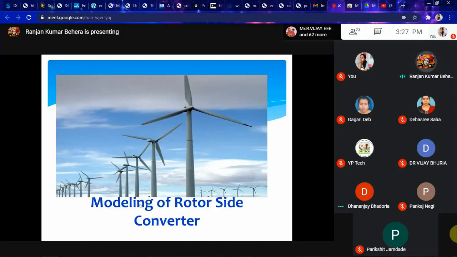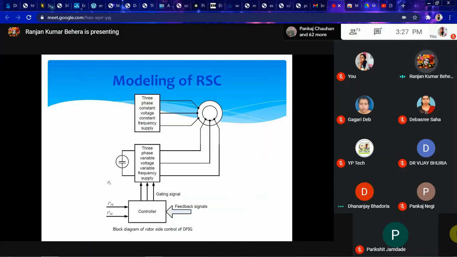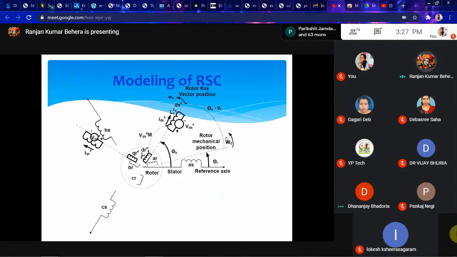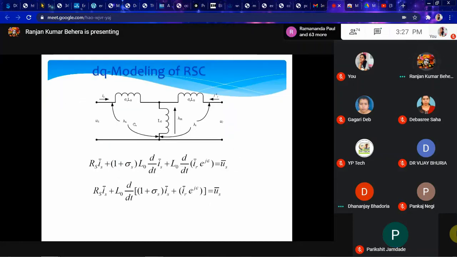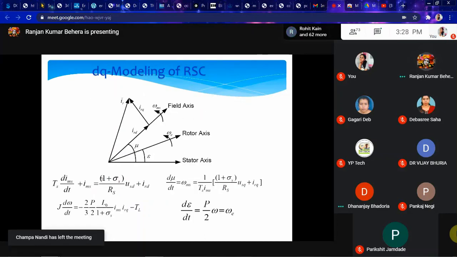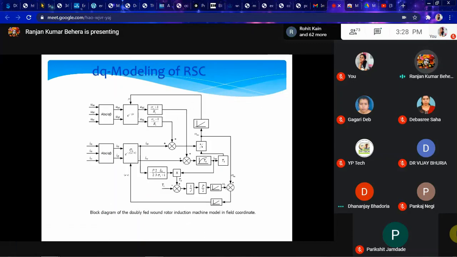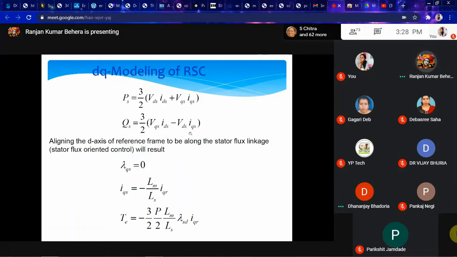Then the modeling of the rotor side. So how to do rotor side converter control? The rotor side converter control can be done by using a decoupled modeling technique and advanced machine modeling. And after that, we model this complete rotor side converter, and this is the DQ axis. Then DQ modeling and complete modeling is carried out, and then we have this PS and QS.